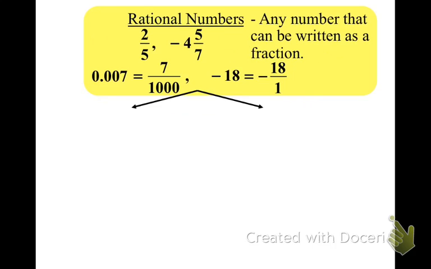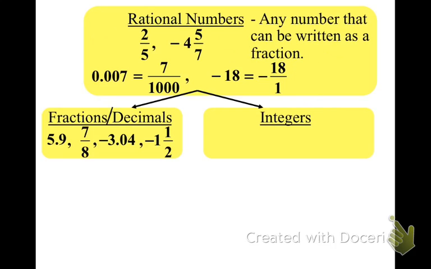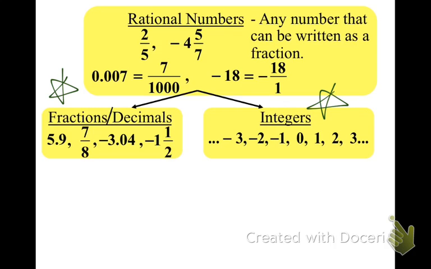Now rational numbers can be broken up into two different categories. We have our fractions and decimals. So for example, 5.9, 7/8, -3.04, and -1 1/2, so different fractions and decimals. And then we have integers. Now integers, remember, are negative and positive whole numbers, including 0. So I want the two different categories in your notes, all the fractions as well as all the integers. We're going over the different types of rational numbers.